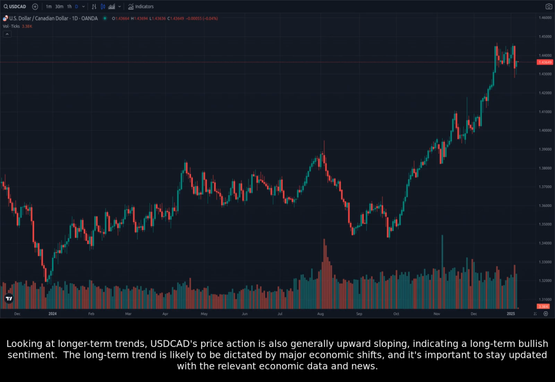Looking at longer-term trends, USDCAD's price action is also generally upward sloping, indicating a long-term bullish sentiment. The long-term trend is likely to be dictated by major economic shifts, and it's important to stay updated with the relevant economic data and news.